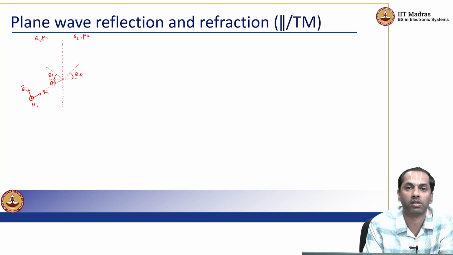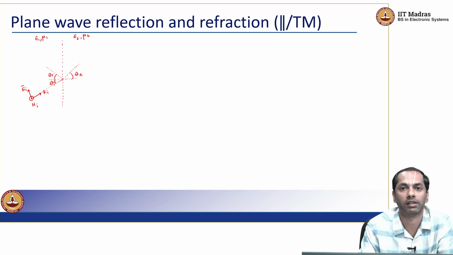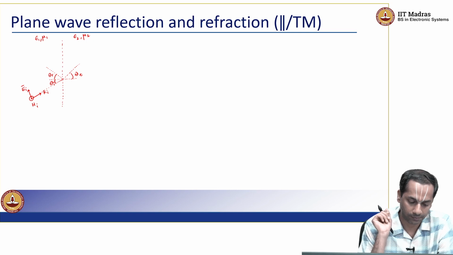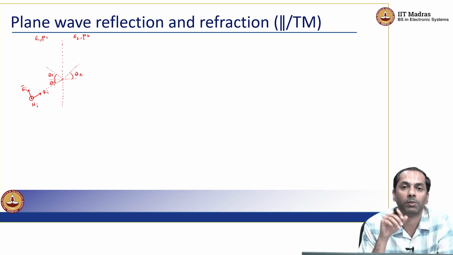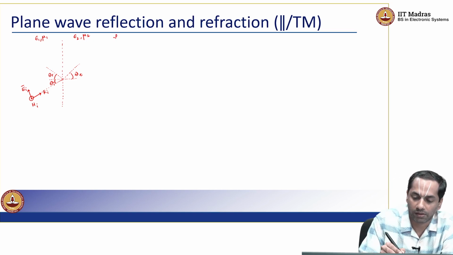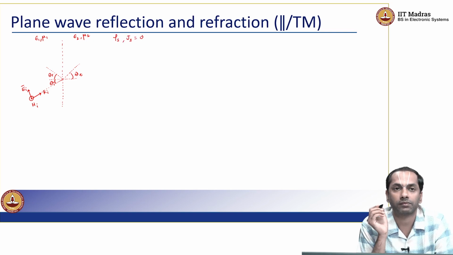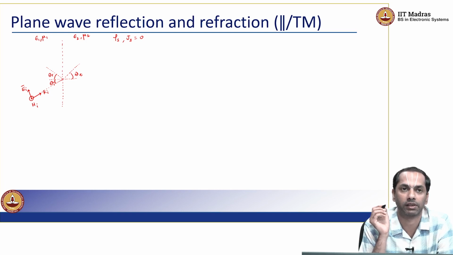So, I am using H index I, K index I and E index I for the incident quantities. I am going to use the subscript R for reflected and T for transmitted quantities. So, remember that this is a purely dielectric media on either side, which means that there are no surface charges or surface currents. So, there are no free charges standing at the interface or currents.